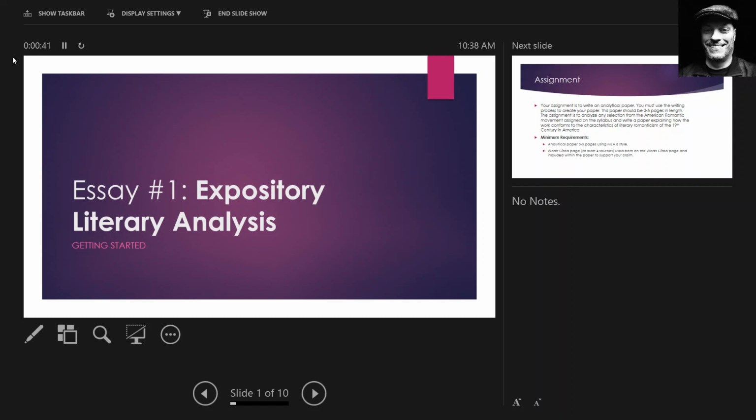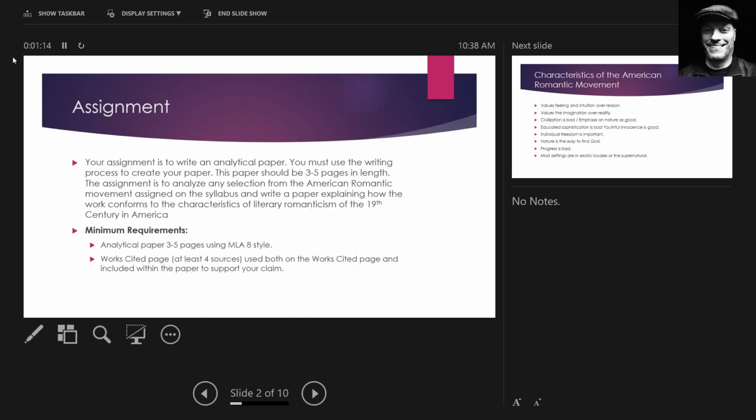So essay number 1, expository literary analysis. This is an analysis. That means you have to dig down, get a little bit below the surface, and you're going to analyze the literature. That means you're not going to retell the literature that you're examining, but you're going to analyze it and provide a discussion on how that particular piece of literature exhibits certain qualities that are a part of the American Romantic movement.